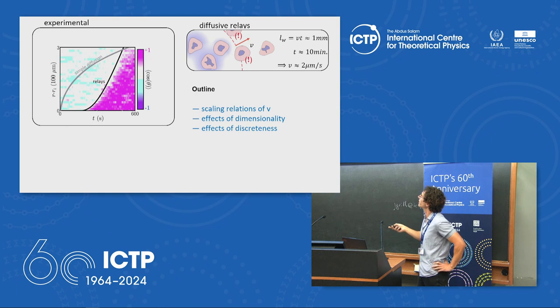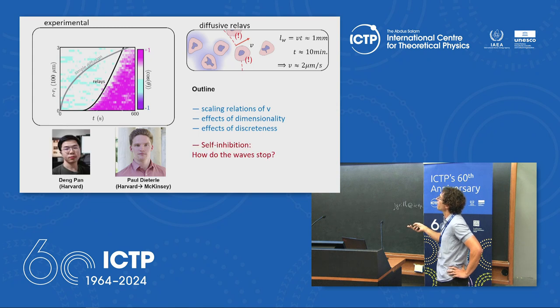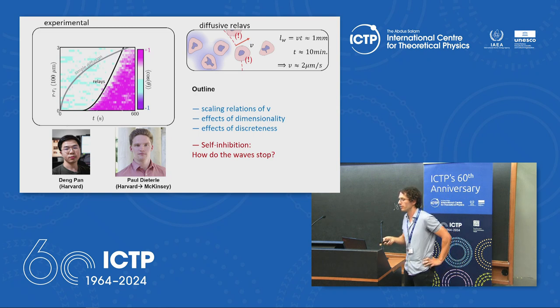And what I'll tell you about now very quickly is the properties of these diffusive relays, and in particular the effects of dimensionality and the cell discreteness. And this was work of Paul Dieterle. And in the second part, about an exciting, in our opinion, feature of these waves, the fact that they have to stop at some point. And this modeling was done by Deng Pan, a current PhD student at Harvard.